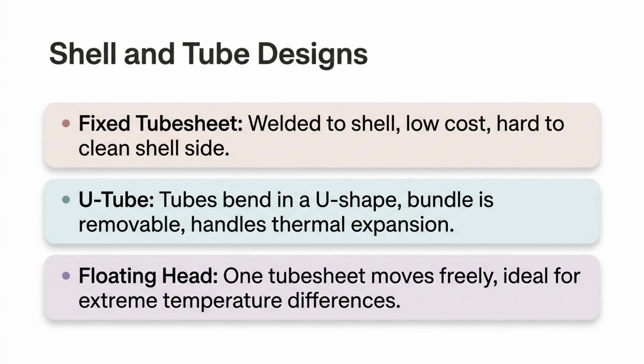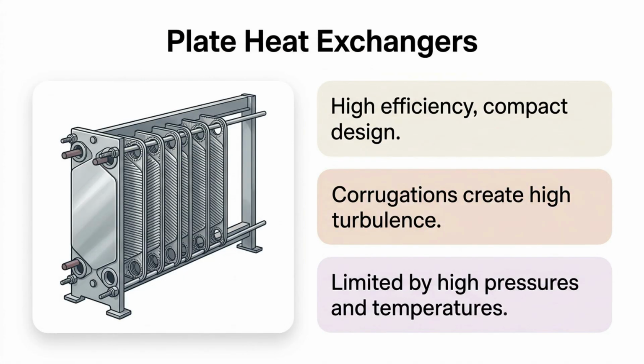Another popular indirect design is the plate heat exchanger. It uses a series of tightly packed corrugated metal plates. The hot and cold fluids alternate between the plates. This creates massive turbulence and highly efficient heat transfer in a very compact footprint.